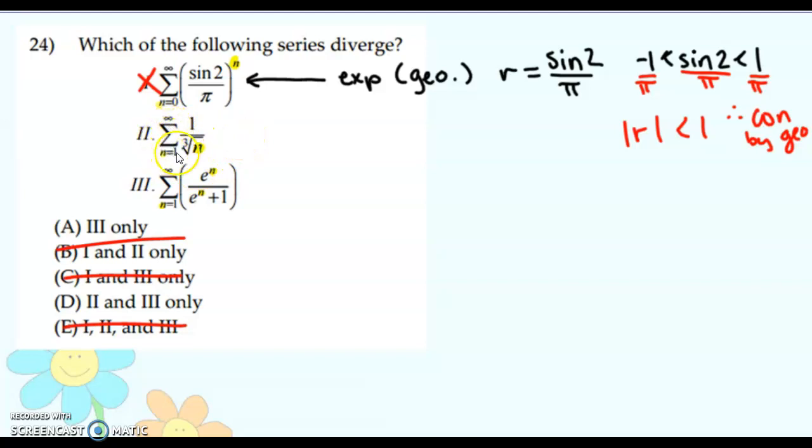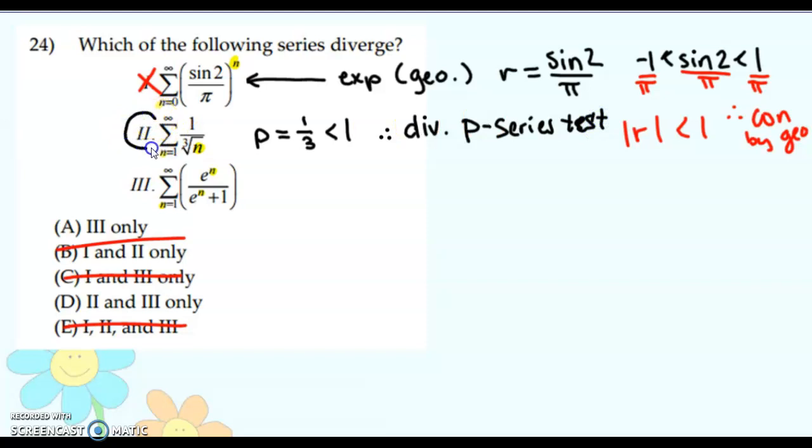We've got the summation from n equals 1 to infinity of the cube root of n. Hey, we just did that. That's a p-series test. P is 1/3, which is less than 1, which means this diverges by the p-series test. So I know 2 is an option in play. And let's take a look at the third one.